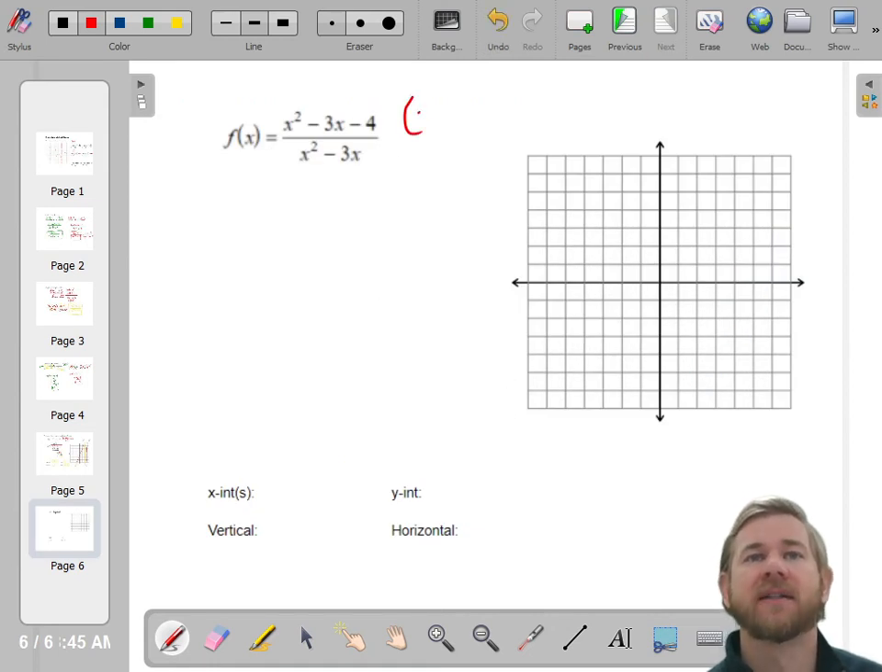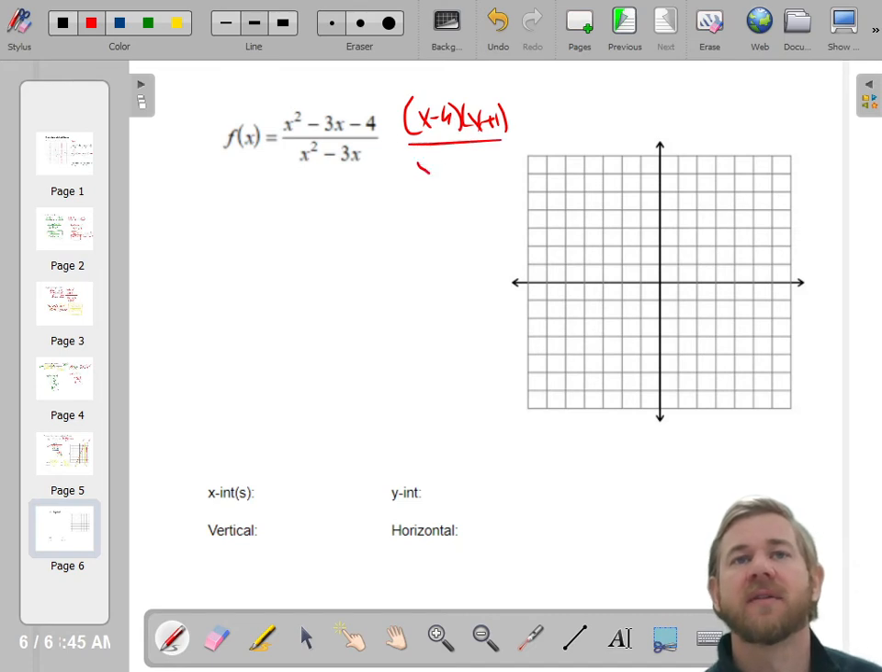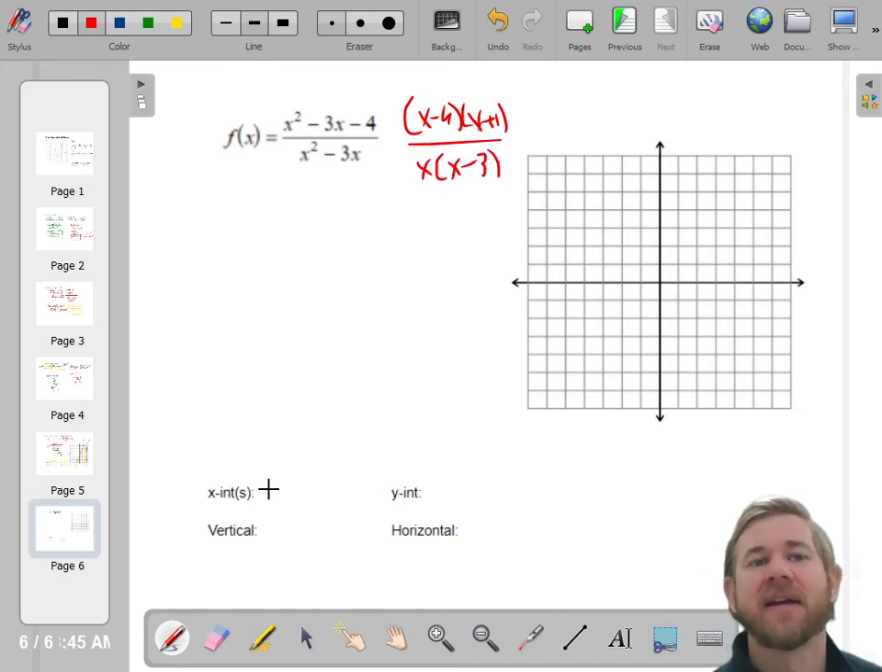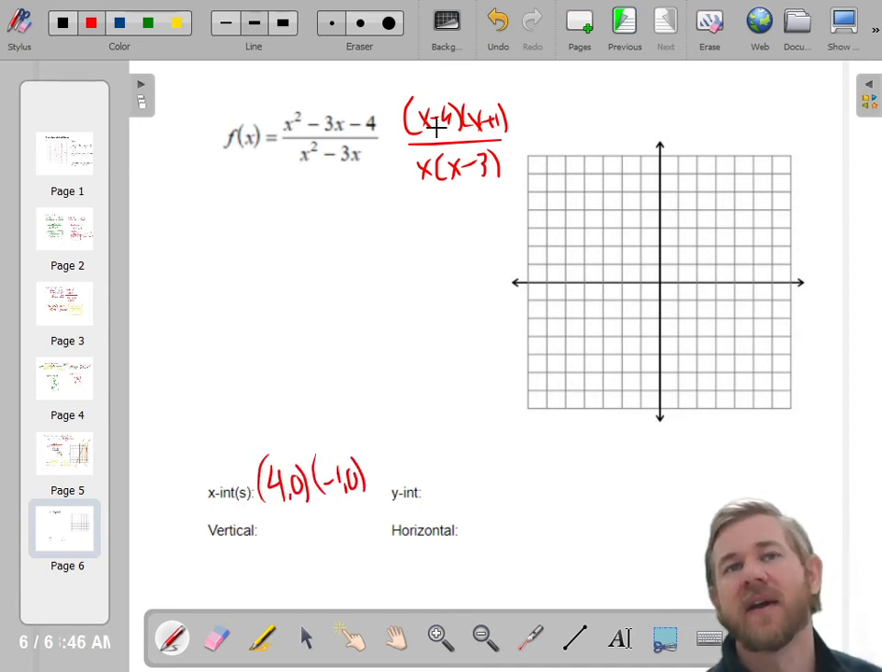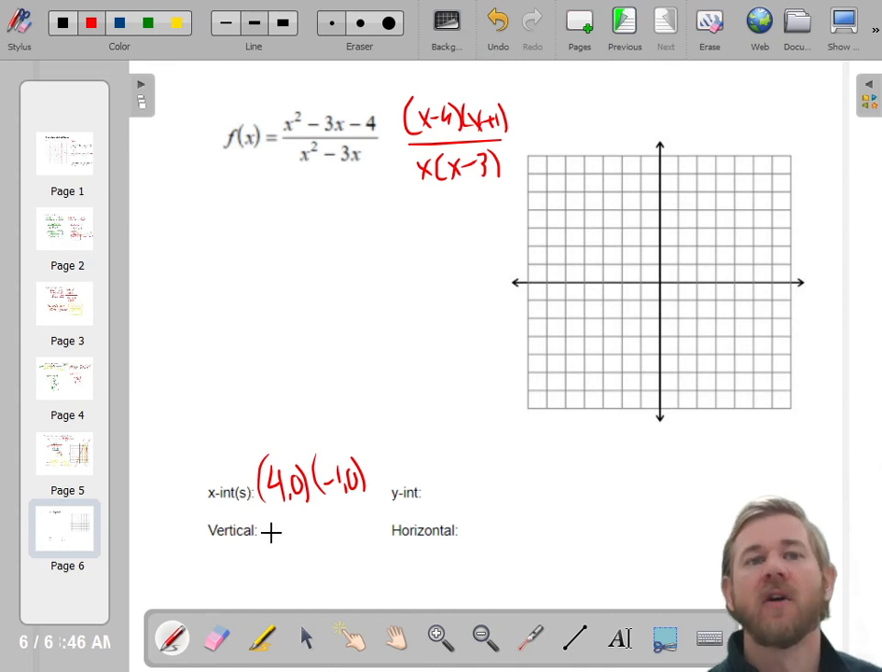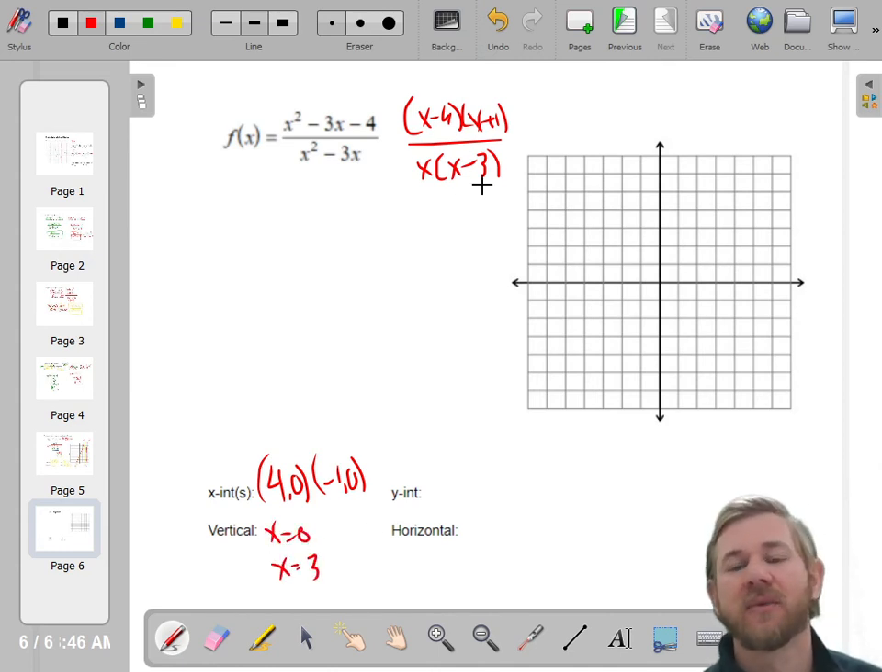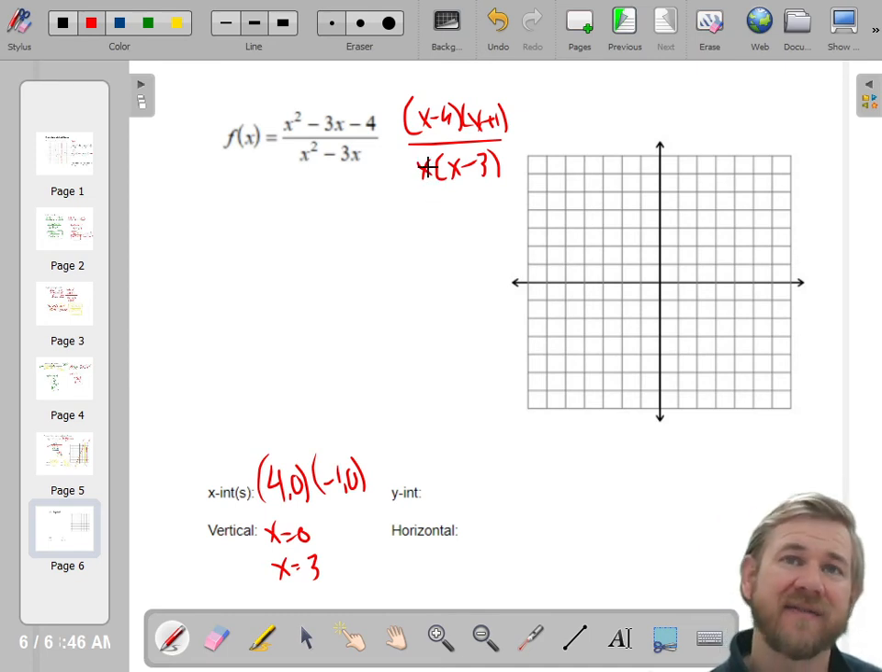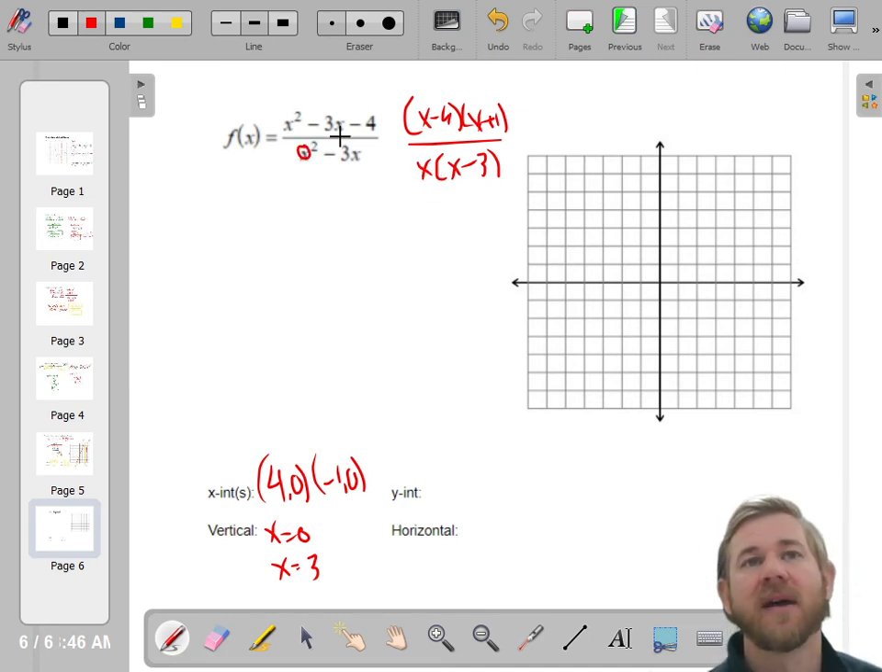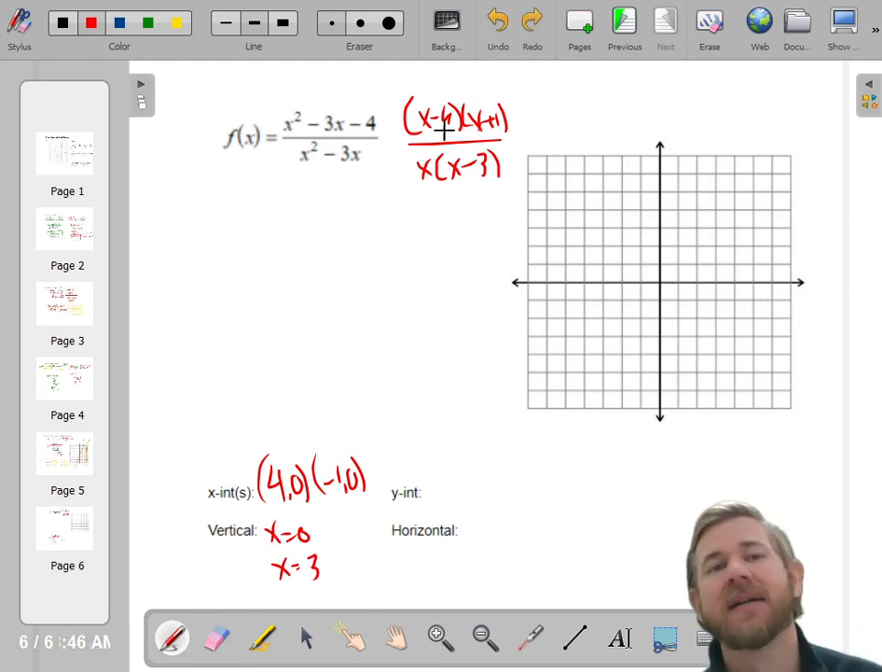So I will factor the top, x minus 4, x plus 1. I will factor the denominator, which is just GCF of x. And now I can say my x-intercepts are at 4 and negative 1, because that's when these factors in the top equal 0. Vertical asymptotes are at 0 or 3. Notice, you'll get the 3 usually, but if x is a GCF, then you can just say x is 0. Think about it. Plug in 0, 0 minus 0 is 0. So 0 is a 0 of the denominator.